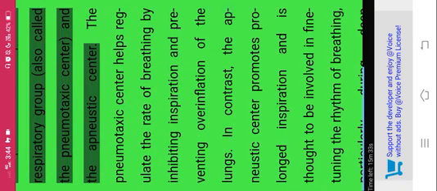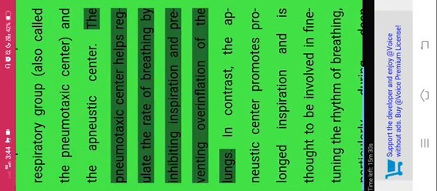The pons houses the pontine respiratory group, also called the pneumotaxic center, and the apneustic center. The pneumotaxic center helps regulate the rate of breathing by inhibiting inspiration and preventing overinflation of the lungs.